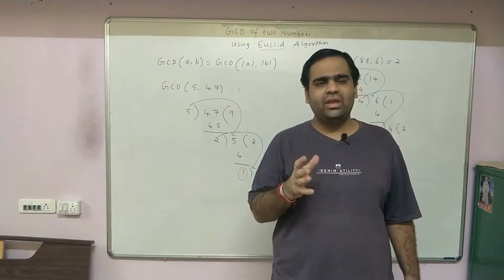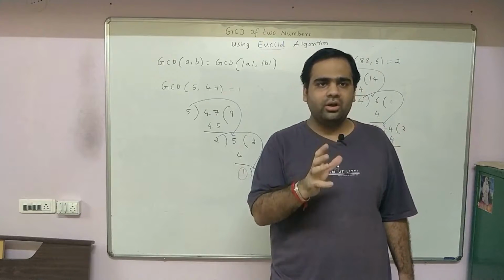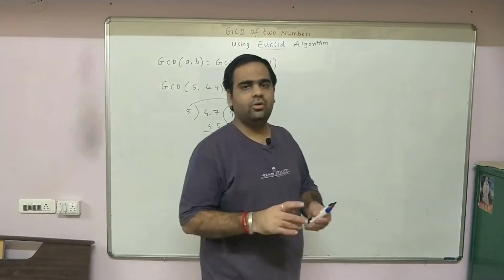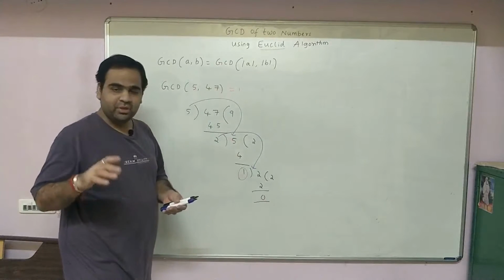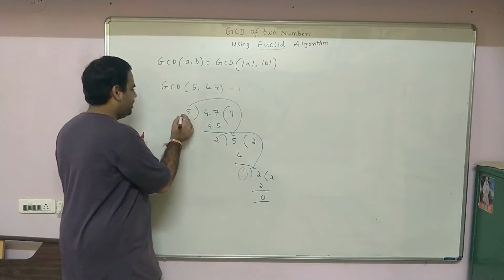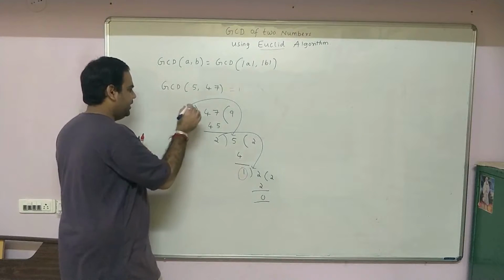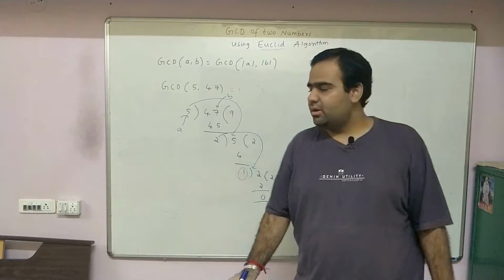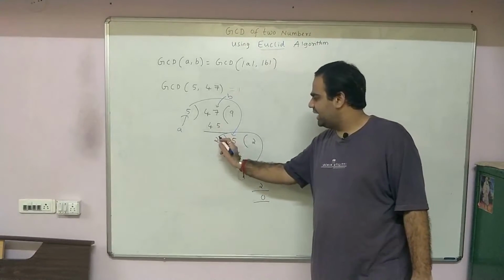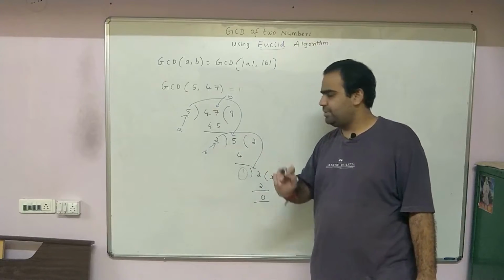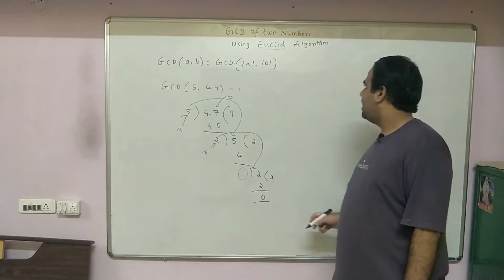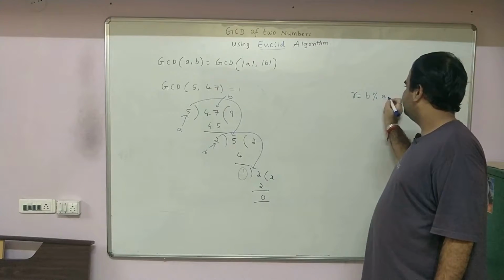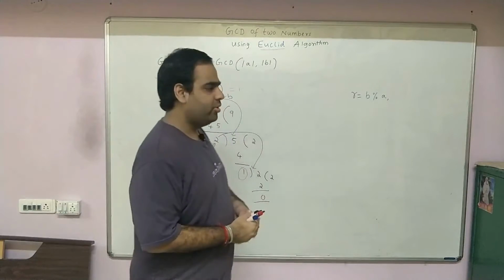Now let us see how we can put this in the form of a loop, in the form of a program. How do we write the program for it? We assume that whatever we write over here is the number A and whatever we write over here is the number B. The first step of the algorithm is to get the remainder R. And how do we get the remainder R? We say R is equal to B modulo A.